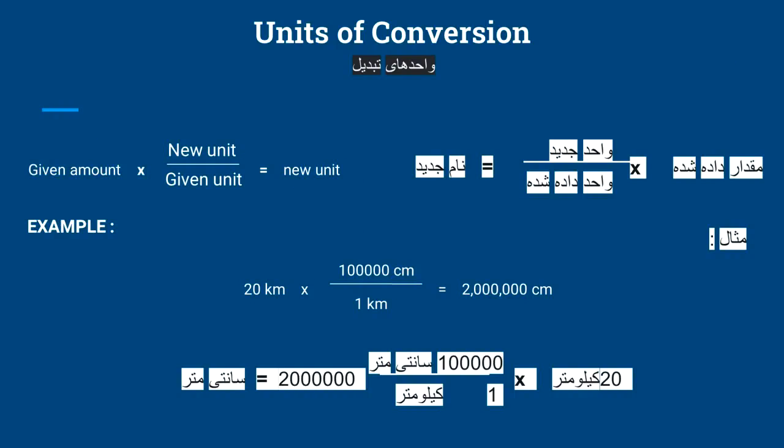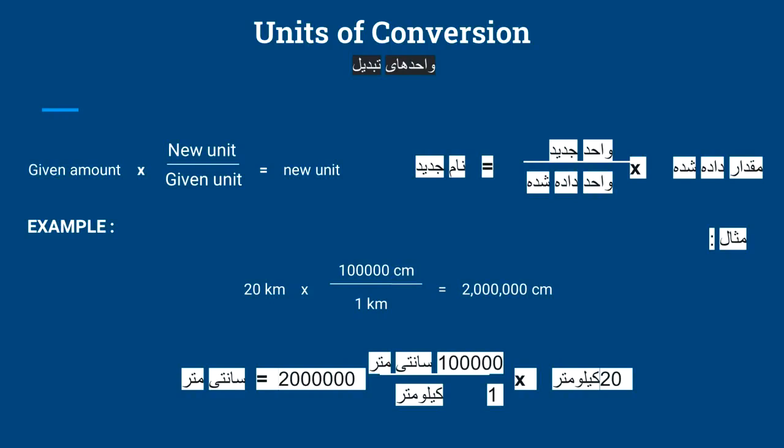So let's learn how to convert from one unit into another. There is an equation that is in front of you, and it's the given amount in the given unit, and you multiply that by a fraction of the new unit over the given unit, where this fraction has to equal 1. And this answer is going to give you the amount that you want, but in the new unit.